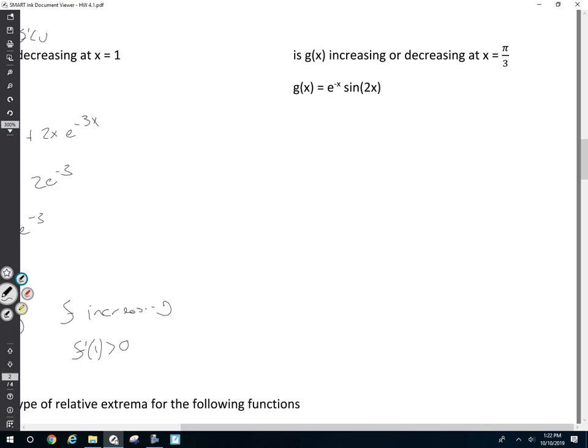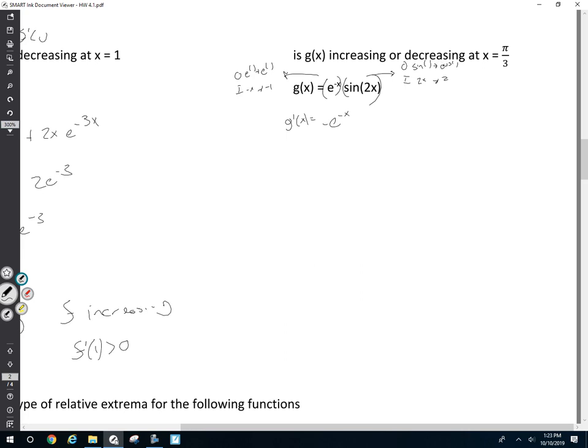Is g of x increasing or decreasing at x equals pi over 3? This is a great one. It's a product, and it's a chain, and there's 2 chains. All right. Derivative of e to the negative x. Outside, inside. E to the power, negative x. E to the power, negative 1. Sine 2x. Outside, inside. Sine outside, 2x inside. Cosine. 2.